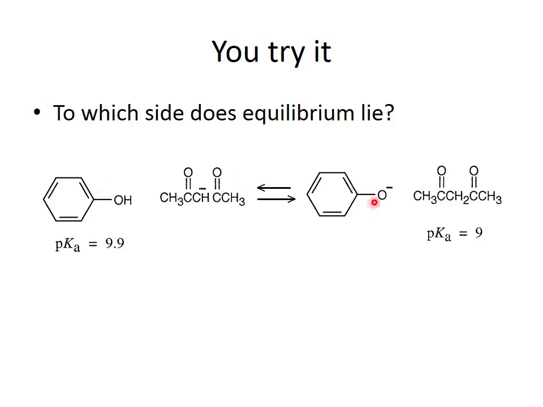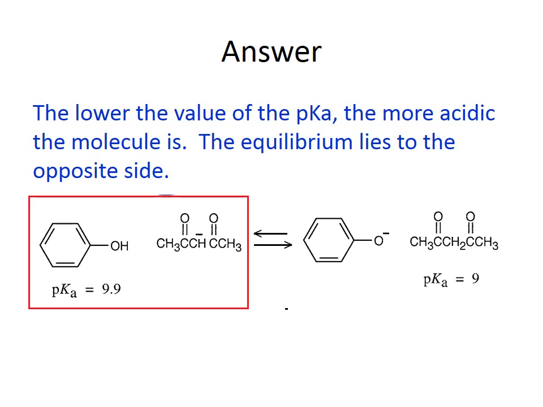To which side does this equilibrium lie? Figure it out and then resume after you figure out the answer. If I look at this, you can see this one has the greater pKa, so it's the weaker acid. Equilibrium always lies on the side of the weaker acid and the weaker base.